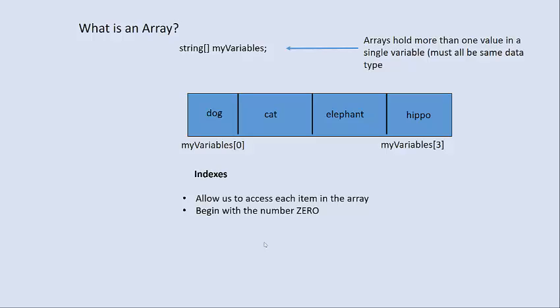So if we want to get to the dog, we refer to that as index position number 0. So you can see that my variables bracket 0, that's referring to dog. And my variables bracket 3 is referring to hippo. It's important to remember that indexes always start at 0 by default. So dog is not position 1, it's actually position 0. So if we want to access any of these elements, we're going to access it by the variable name, bracket, and then the index number, the position it is in that location in memory.